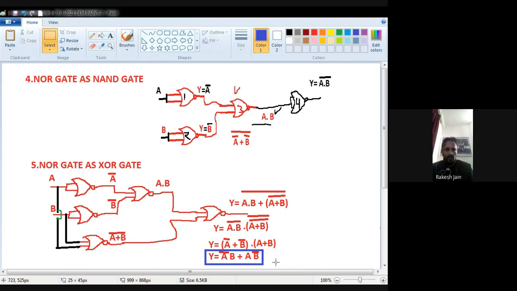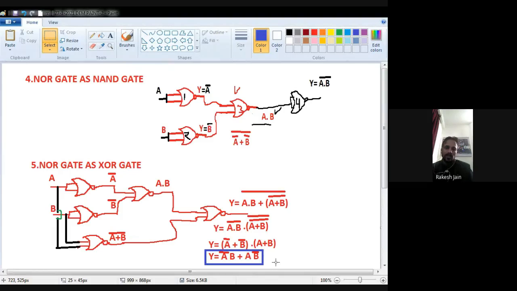So first of all, just see very carefully. Once again I repeat this page. So NOR gate as a NAND gate. So first of all I build a NOR gate as an AND gate. So I use 3 NOR gates. First as a NOT gate, so input is A, output is A bar. Second as a NOT gate, then input is B, output is B bar. Then the third NOR gate, so the output will be A dot B.